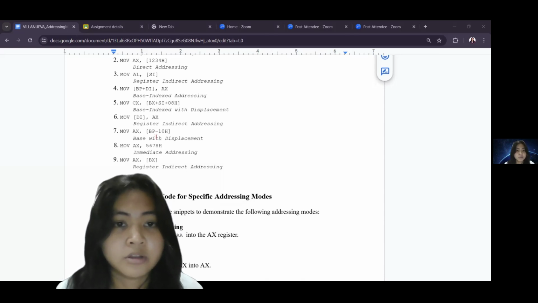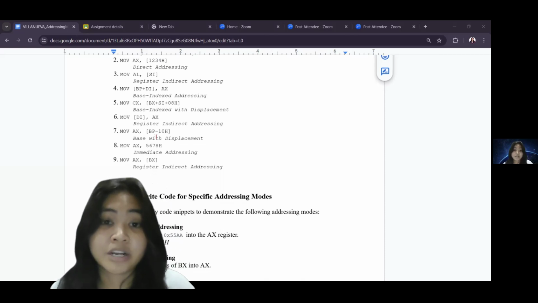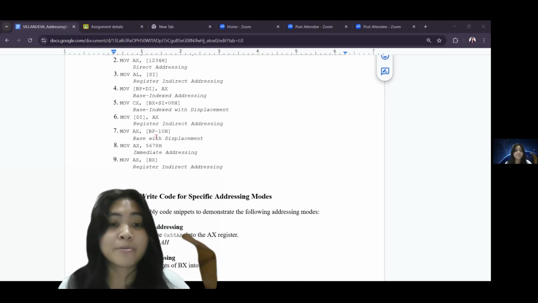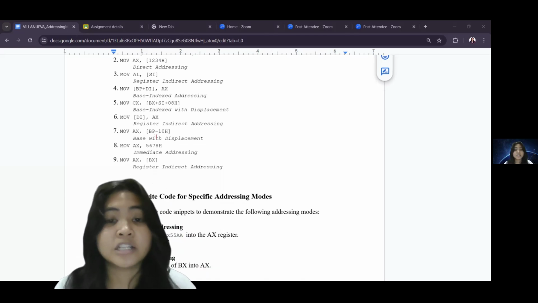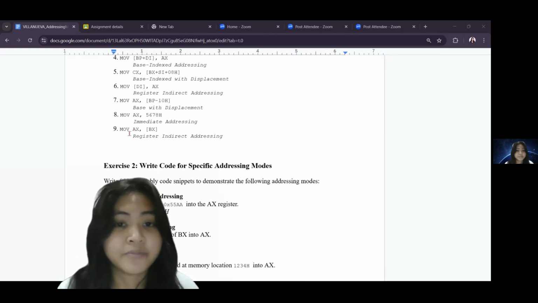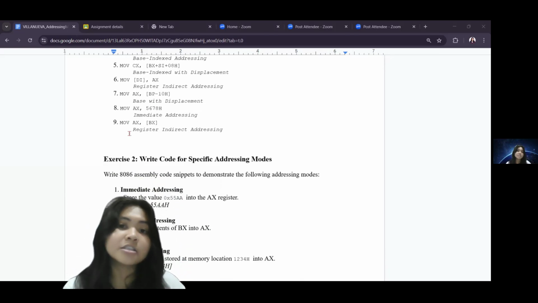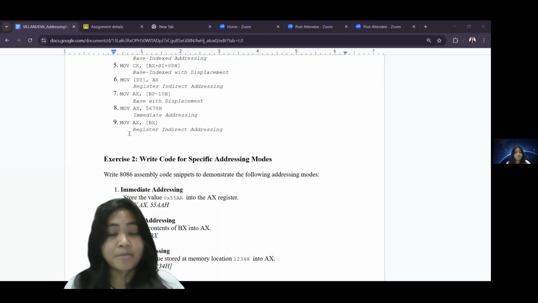That's simple. Number 6, mov bracket DI, AX, single register inside brackets. It's pointing to memory. Therefore, the answer for that is register indirect addressing. Number 7, mov AX, comma bracket BP minus 10H. Base register BP with a displacement. Therefore, the answer is base with displacement.